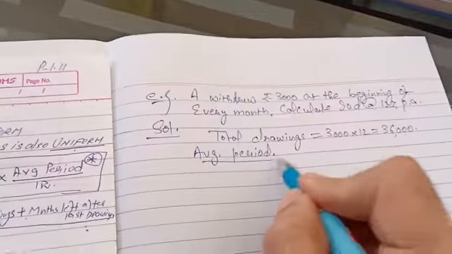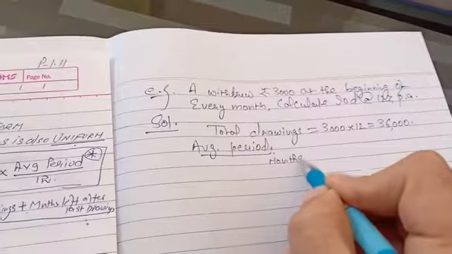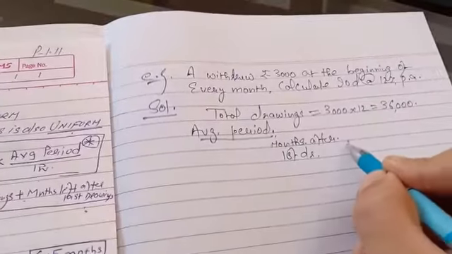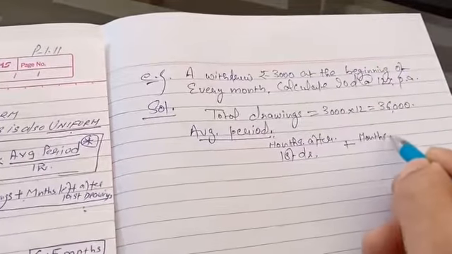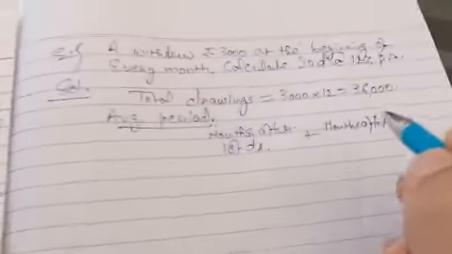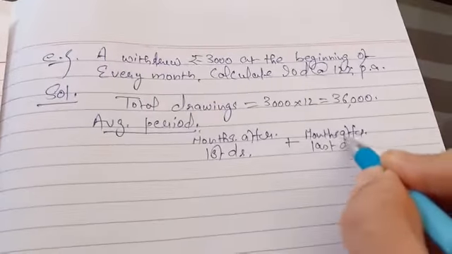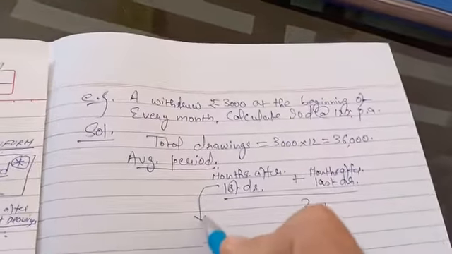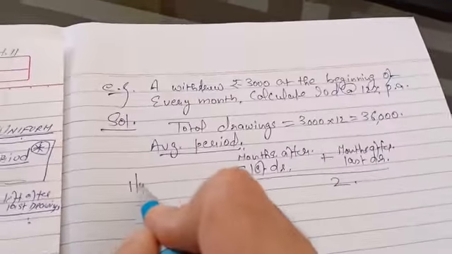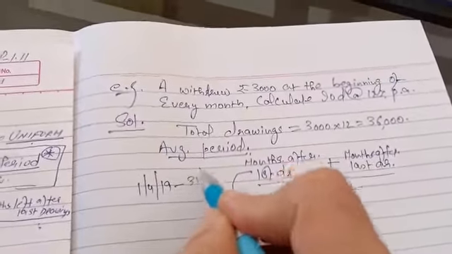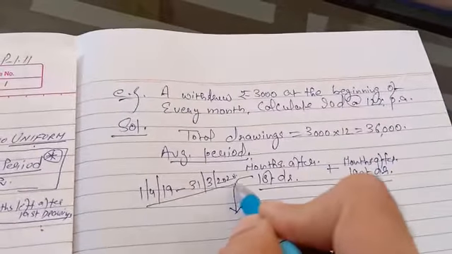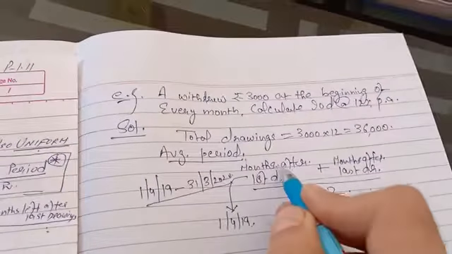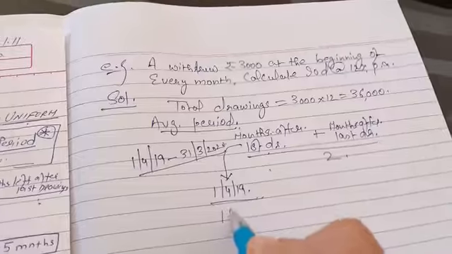Average period is calculated as months after first drawings plus months after last drawings divided by 2. Now months after first drawing. Suppose our financial year is 1st April 2019 to 31st March 2020. So the date of first drawings is 1st April 2019. So how many months are left after first drawings? 12 months.